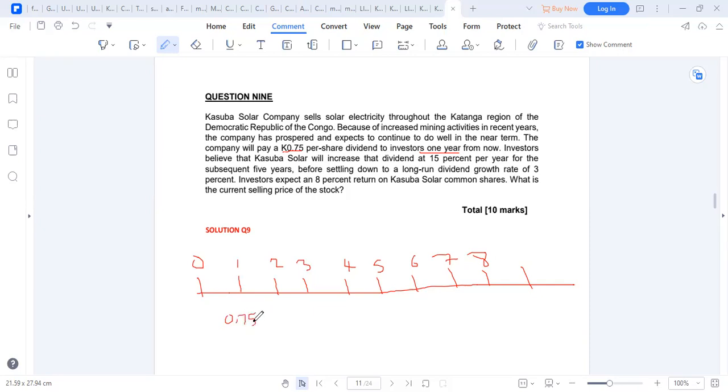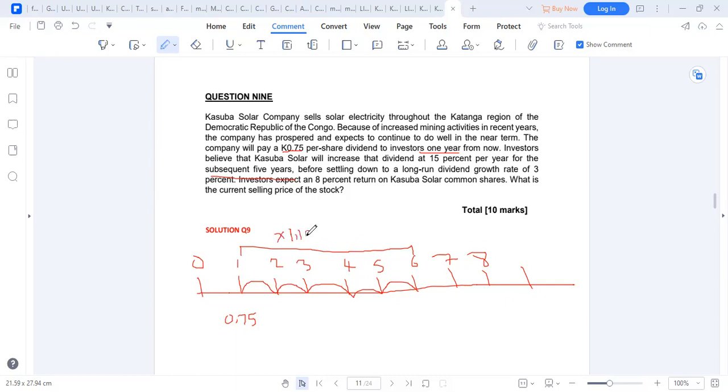Year 1. The English is where people were thrown off. It will grow for how many years? 5 subsequent years: 1, 2, 3, 4, 5, meaning it will end in year 6. So what growth rate is valid for the subsequent 5 years? 15%. So we're going to be multiplying each value by 1.15.